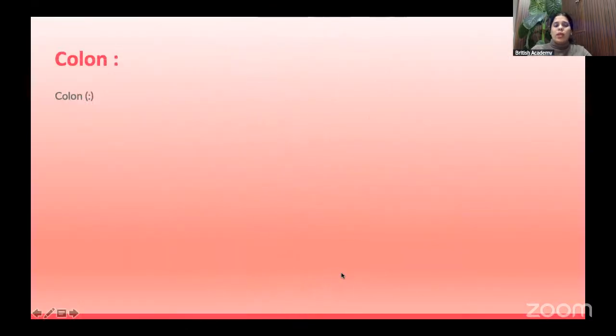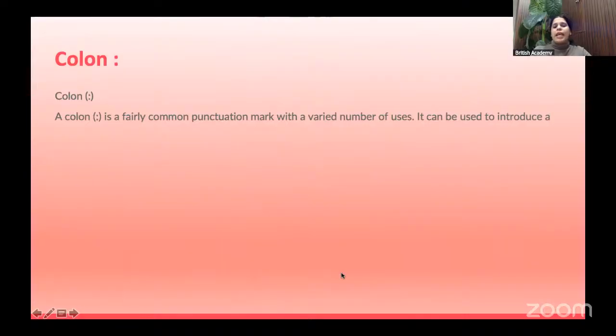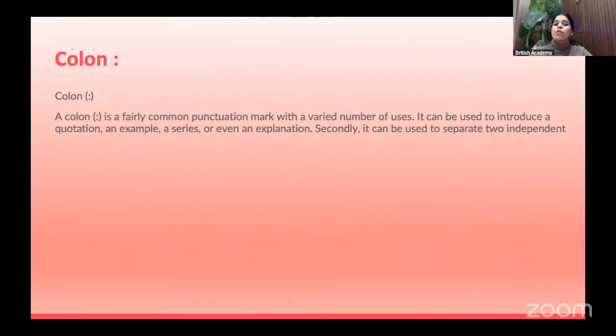Now, colon. The colon is a fairly commonly used punctuation mark. It has a number of uses. One is that it can be used to introduce a quotation. For example, if you're talking about a series, say seasons, I'll start with "seasons" and put a colon. I'm showing you what this is exactly about: you can see we have different types of seasons that we experience in a year. So here, in order to introduce something, I can start with a colon.